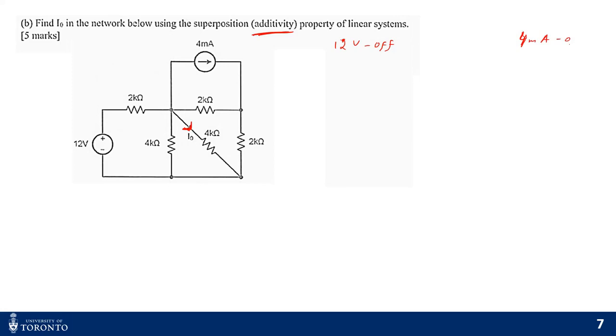4 milliamperes off, right? So if I am considering the 12 volts off, that means I'm turning off my voltage source. Turning off my voltage source means it will be a short circuit, right? It will be a short circuit. This is my 2 kilo ohms. So the only source I have in the circuit is just the current source.